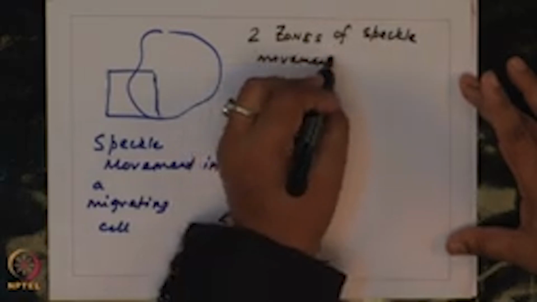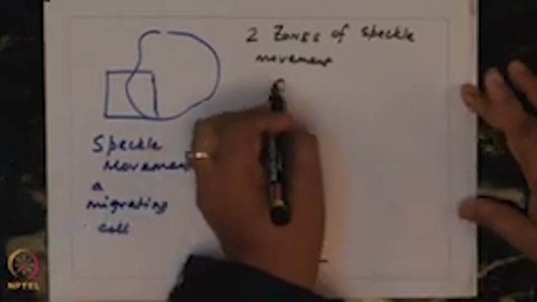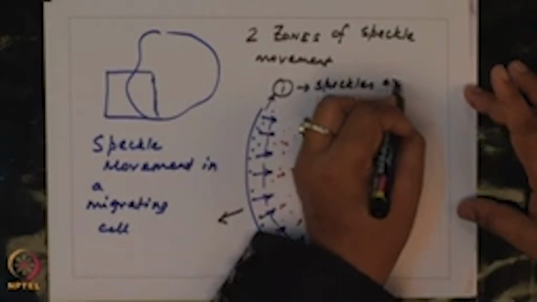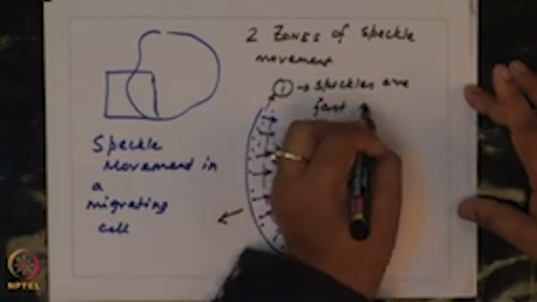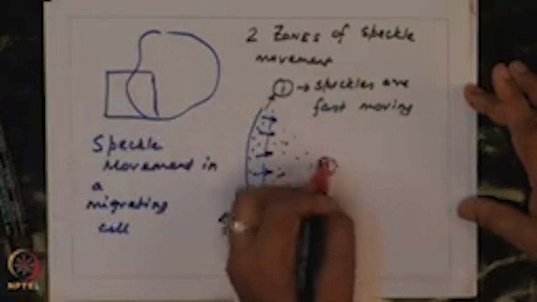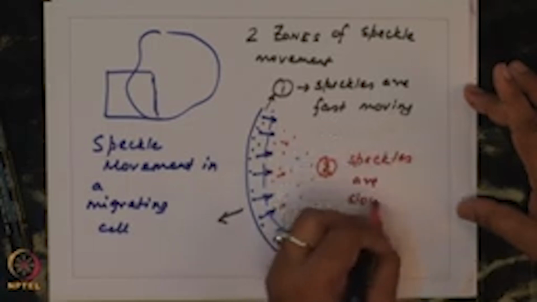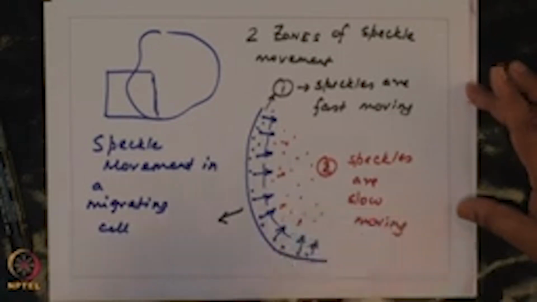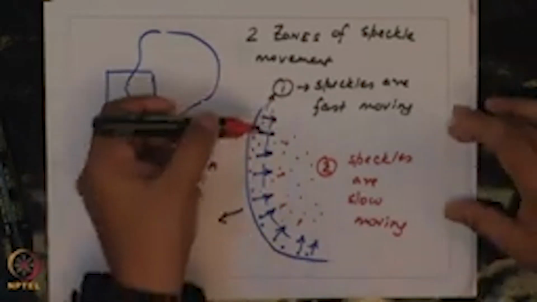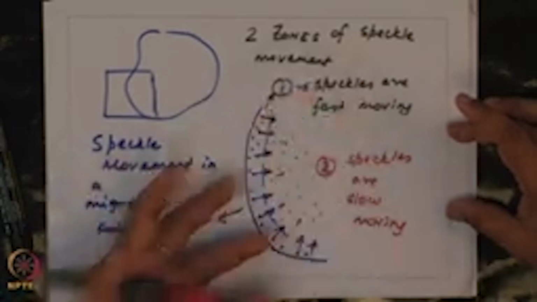or movement. There is this zone at the periphery, zone 1, where speckles are fast moving, and zone 2, where speckles are slow moving. But the consistency is that all the speckles tend to move inward. So, if the cell is trying to move outward in this direction, the speckles are moving inward.